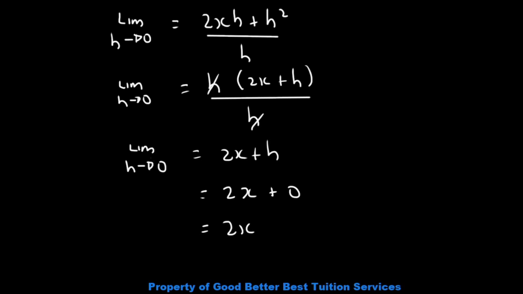Now, this is where we apply our limit. We apply our limit as h tends to 0. h becomes so small that it's negligible, and we write it as 0, and our answer is 2x.